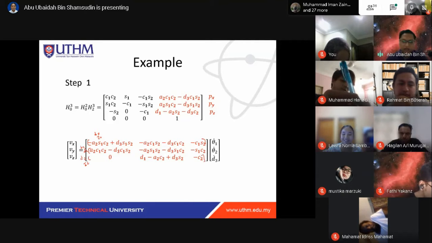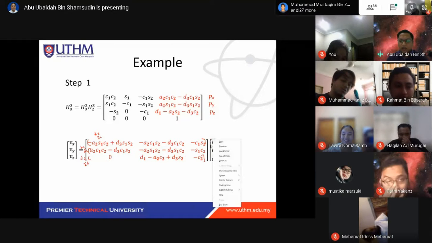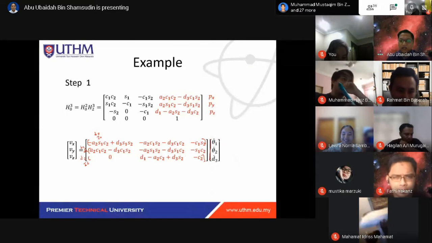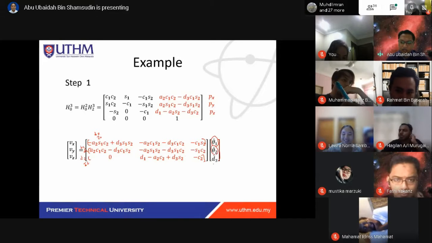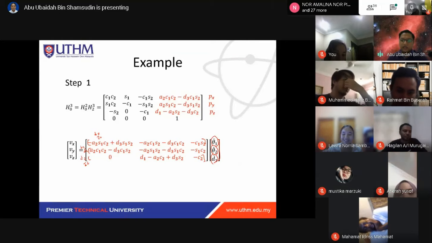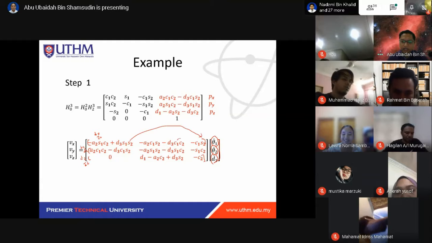Okay. After we differentiate, we will write something like this. And then on the right is the theta. So now theta 1, which is the velocity of theta 1, theta 2, velocity of theta 2, and d3, velocity of d3. So dia punya matrix dia macam ni. So what will happen when we multiply this matrix, we will multiply like this kan.